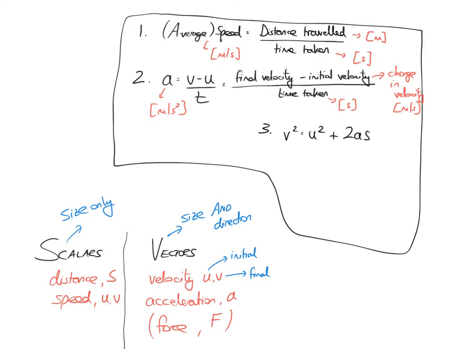And the final equation is final velocity squared, v squared, equals the initial velocity squared plus 2 multiplied by the acceleration multiplied by the distance travelled, which the standard symbol for is s. s is not speed, it's distance travelled.